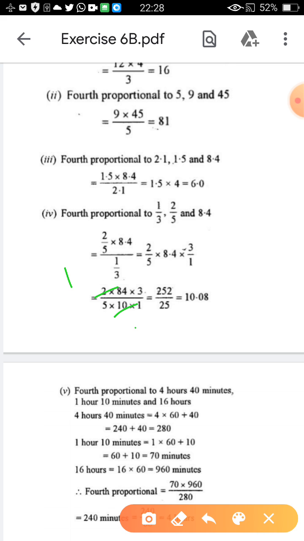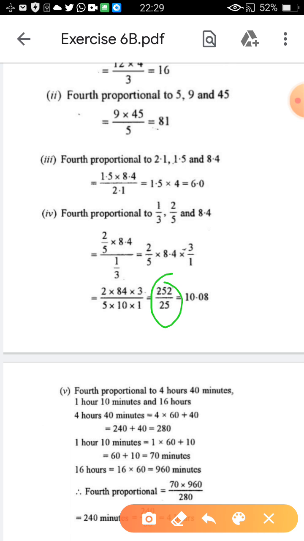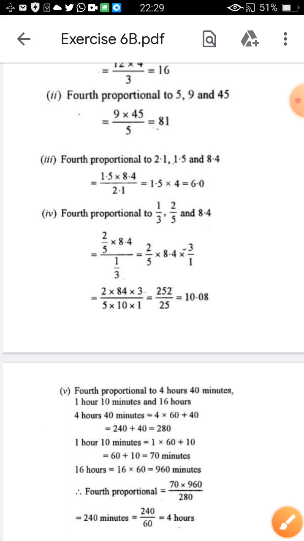5 into 5, 5 5s are 25, then 84 into 3, it will be 252, then divide 252 by 25. I have divided these two numbers, 252 divided by 25, so the answer will be 10.08. Got it now? Now there is another problem where we want to convert the unit.